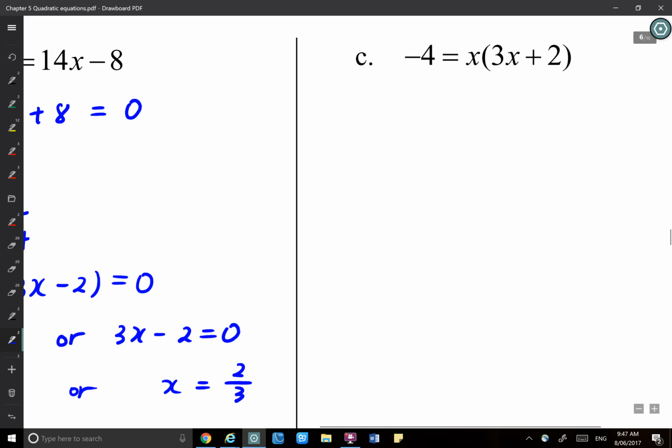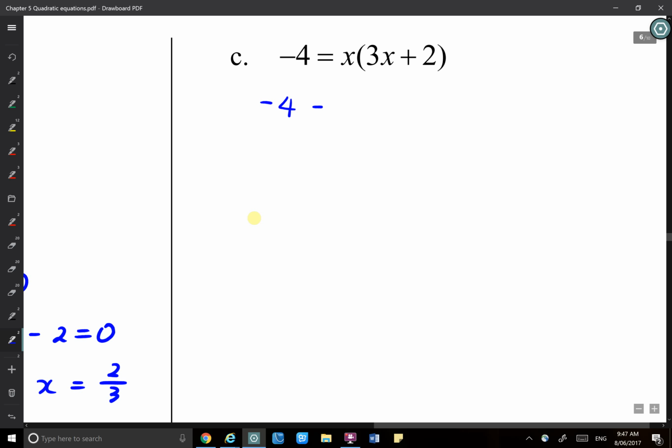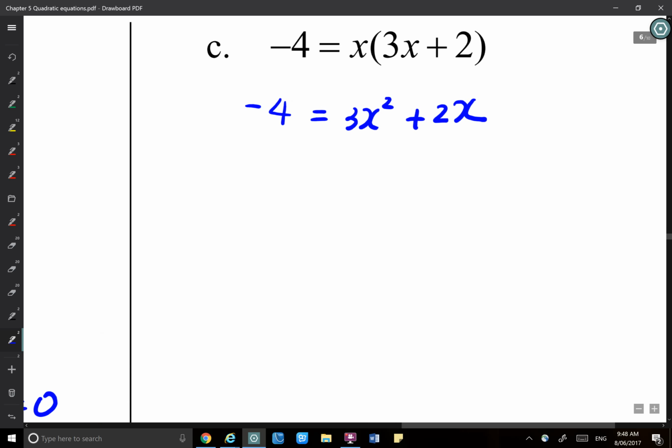Okay, the next one. Well, let's see the next one. I will expand first. Minus 4 equals to 3x squared plus 2x. Okay, I want the 0 on one side. I can go 3x squared plus 2x plus 4 equals to 0.